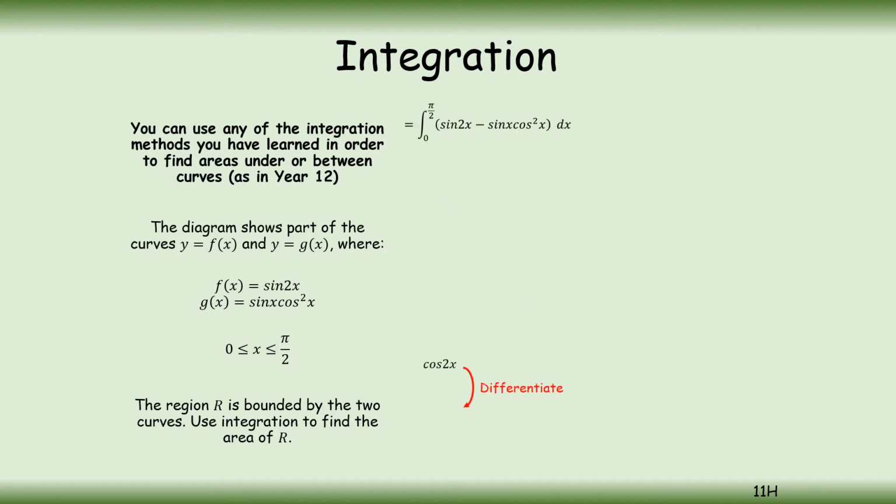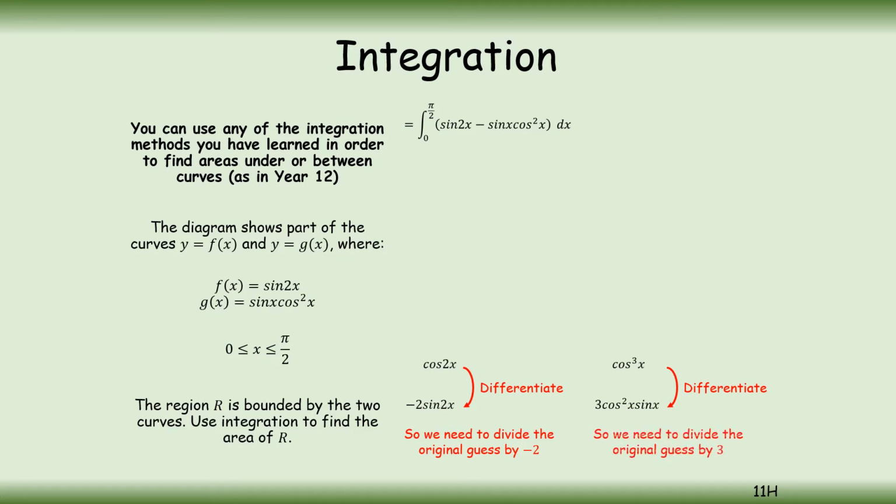So cos 2x, we know, differentiates to minus 2 sine 2x. So we could do this, sine 2x, which is not a problem. And then we also look at cos cubed x. When you differentiate cos cubed x, you bring the power down, so that's 3 cos squared x, times by the differentiation of cos x, which gives you sine x. So we get the following. This is all from reverse integration, which we would have met in the previous chapter.